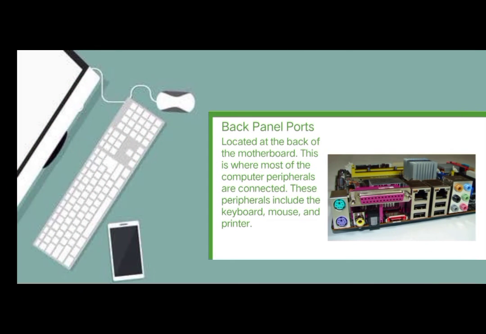So the eighth one is the back panel ports. Back panel ports are located at the back of the motherboard. This is where most of the computer peripherals are connected. These peripherals include the keyboard, mouse, and printer. Examples of connections are VGA, UTP cable, and power cords. So it's just like a saksakan for them. And it is where all the peripherals are connected.